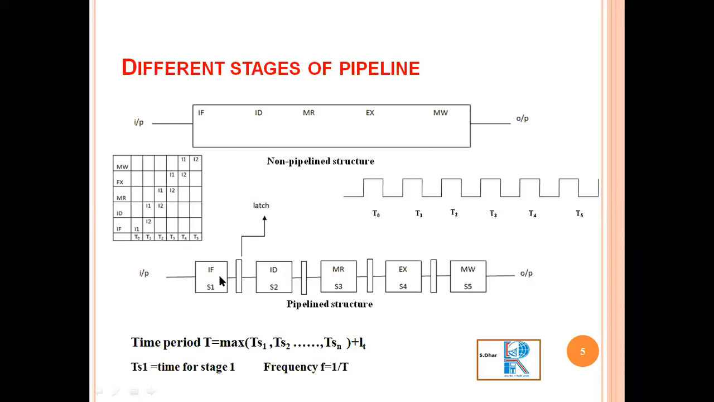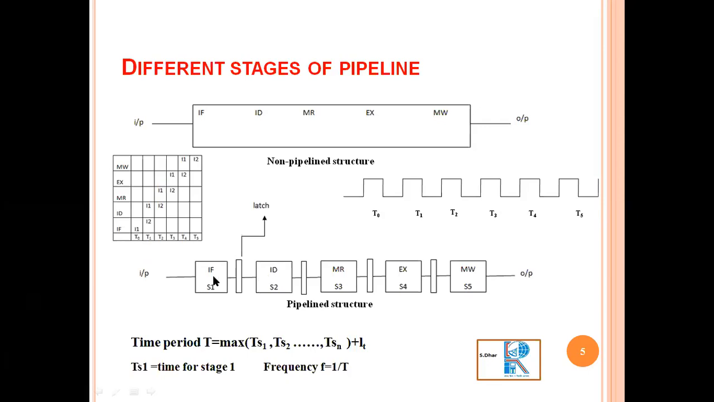For this reason, the data which I1 gets in the instruction fetch stage will be stored into the temporary memory, such that in the next cycle, that means in the T1 cycle, when it is decoded, it will take the data from this latch, not from this stage.